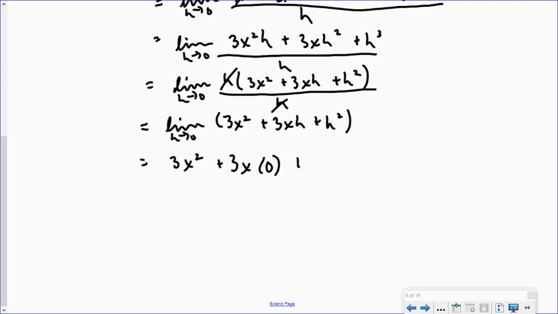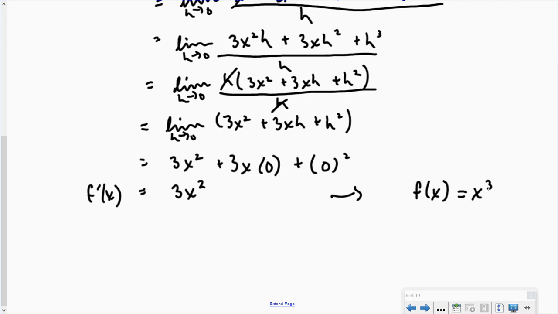Now, as we work on these proofs, you'll get really good at doing these, and you'll be able to drop a few steps in your solution. But in this case, I just want to write out my full solution. So there's my derivative function. My original function was a cubic, and my derivative function is 3x squared.